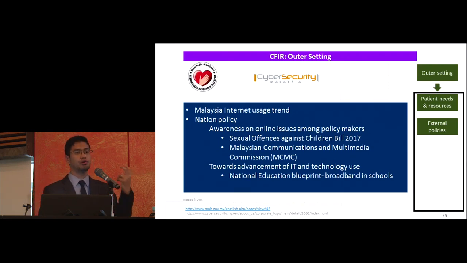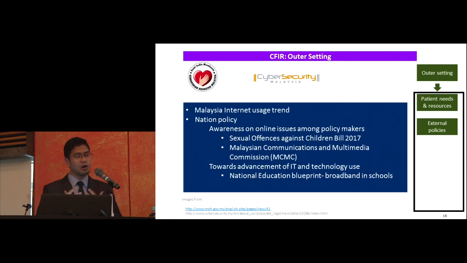We're talking about how conducive the condition is. To see how relevant the study is in the Malaysian context, we need to look at Malaysians' internet usage trend. As it is, a nationwide survey has shown about 87% of the total population in Malaysia are internet users, a high percentage. And the nationwide survey conducted among school children aged 7 to 18 years old has shown that 97% of school children are internet users as well.